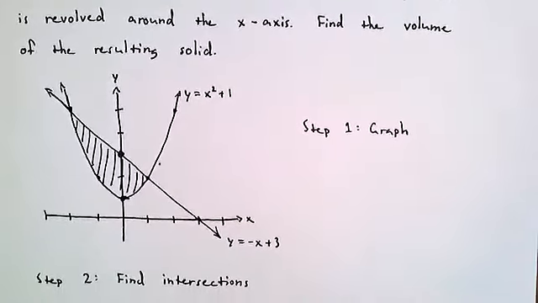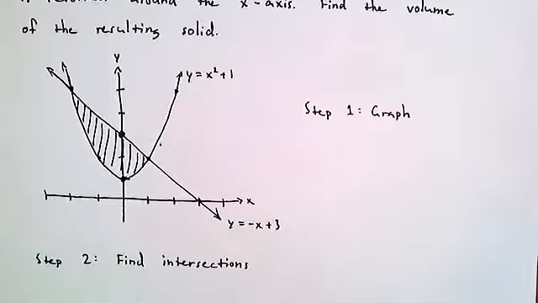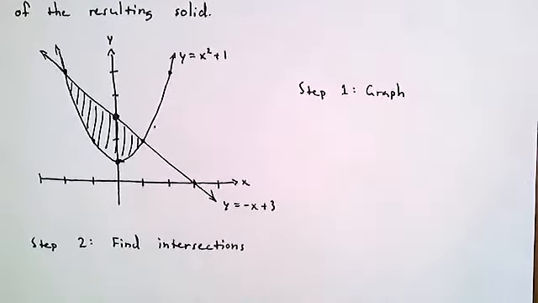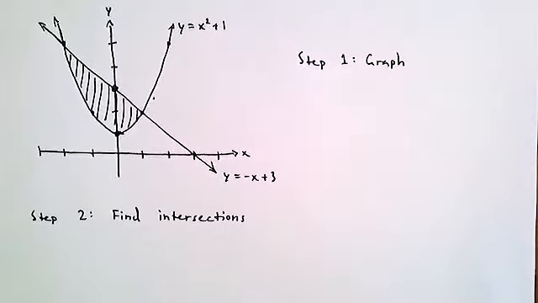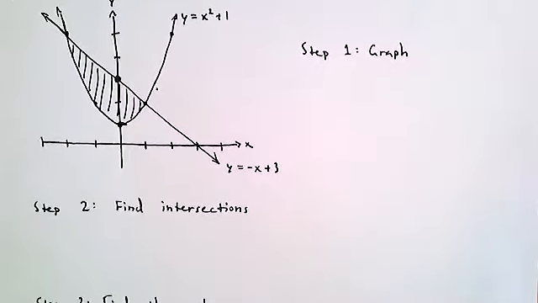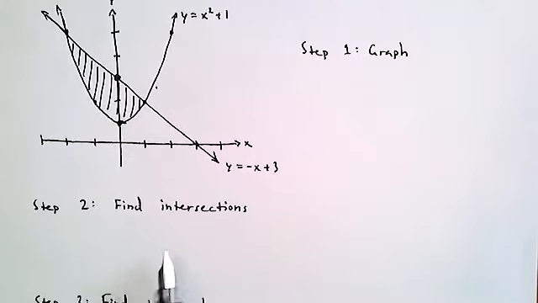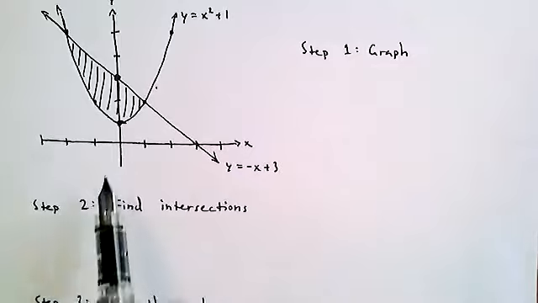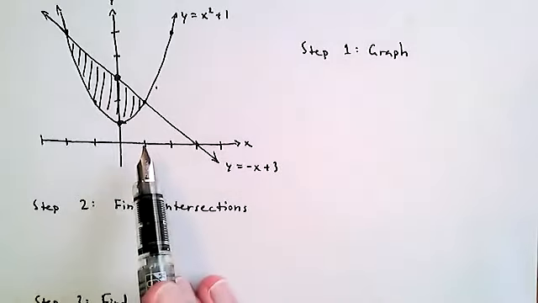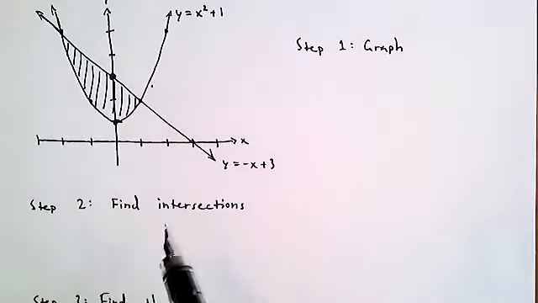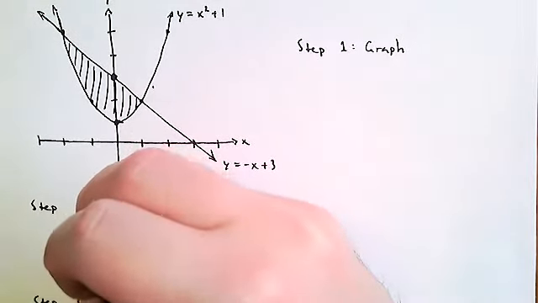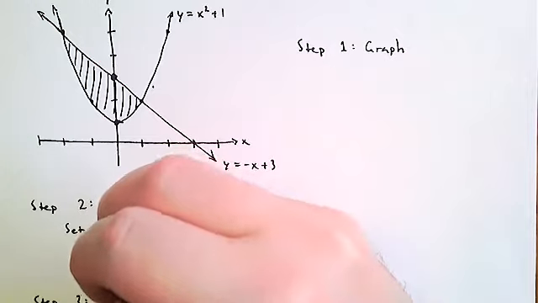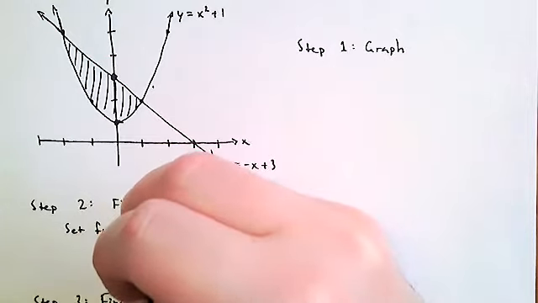So there's our graph. And like I said, we can read the intersections off of the graph, but on your homework, you might run across more complicated kinds of curves. So I put this extra step here of finding the intersections so we can figure out our bounds of integration. And to find the intersections, you of course just set the functions equal to each other and then solve.